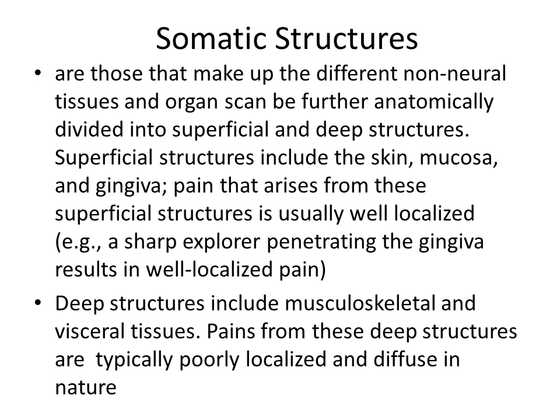Pain arising from superficial structures is usually well localized. For example, when you explore with a sharp explorer or measure a pocket in the gingiva with a probe, the patient can tell you about the pain and feel it localized. He can tell you, you have measured this. While for the deep structures, like the musculoskeletal and visceral tissue, pain is poorly localized and diffuse.